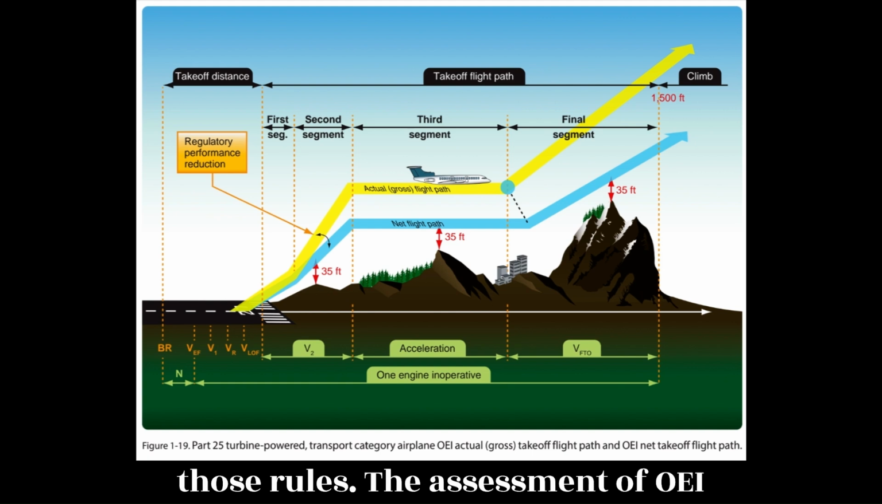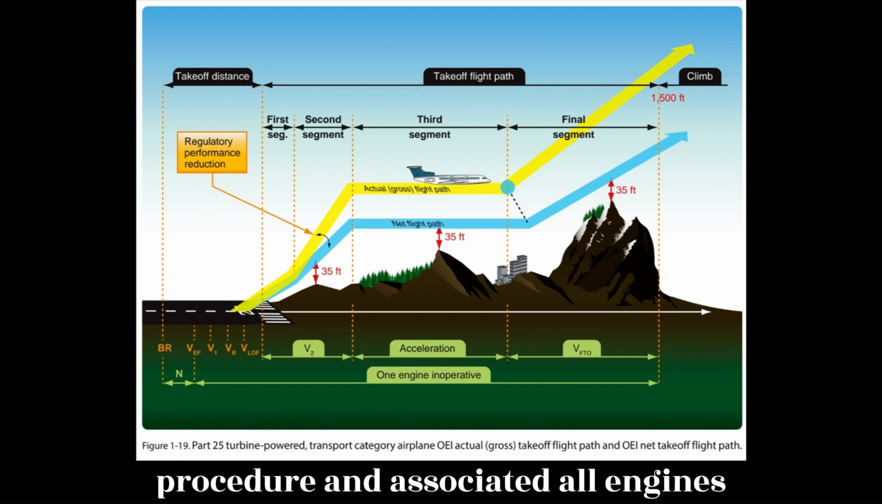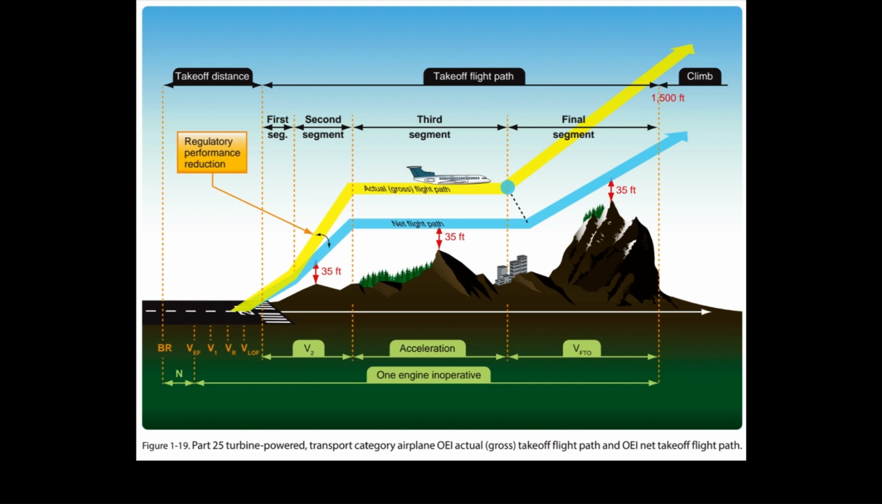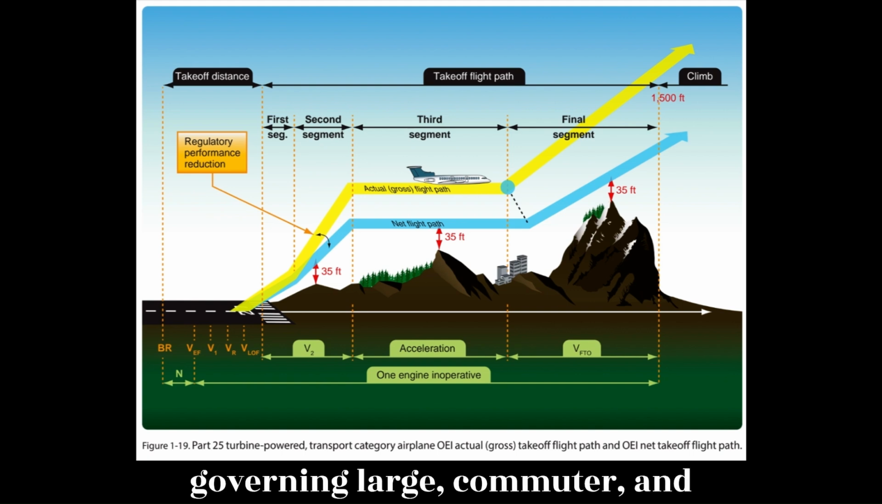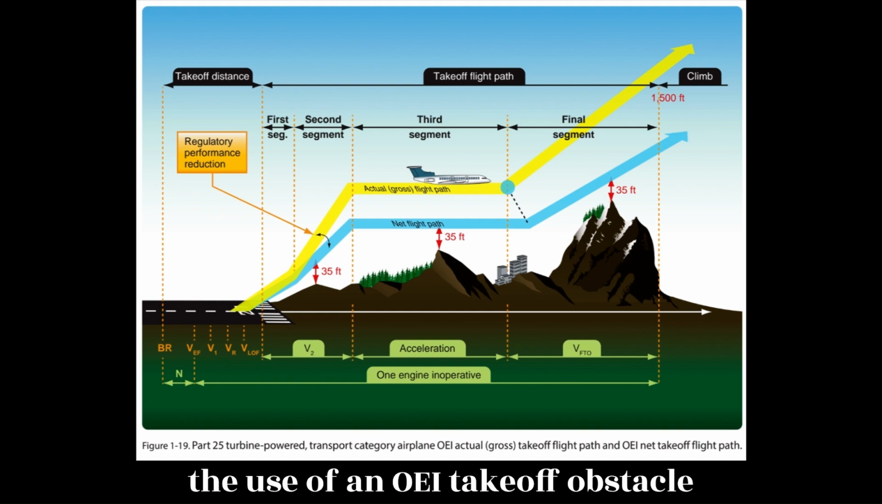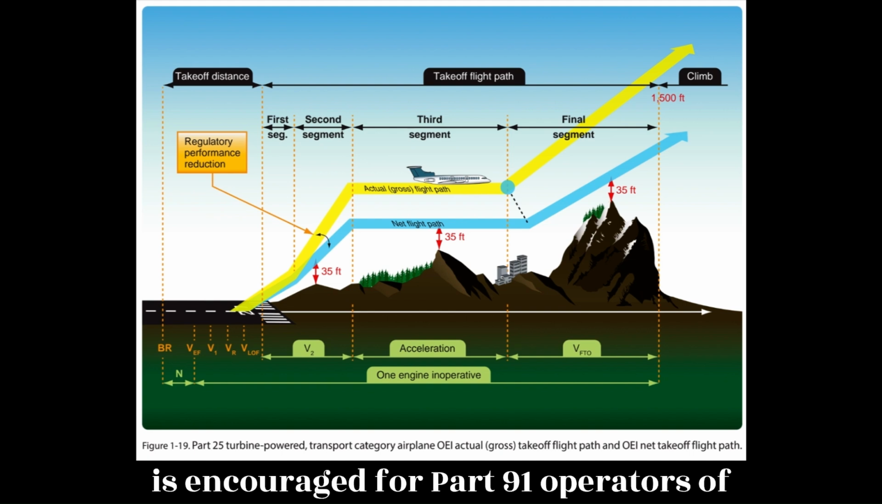The assessment of OEI takeoff obstacle clearance is separate and independent of the IFR departure procedure and associated all engines operating climb gradient requirements. While the Part 91 operating rules governing large, commuter, and turbine-powered aircraft do not require the use of an OEI takeoff obstacle clearance or avoidance procedure, such use is encouraged for Part 91 operators of these aircraft.